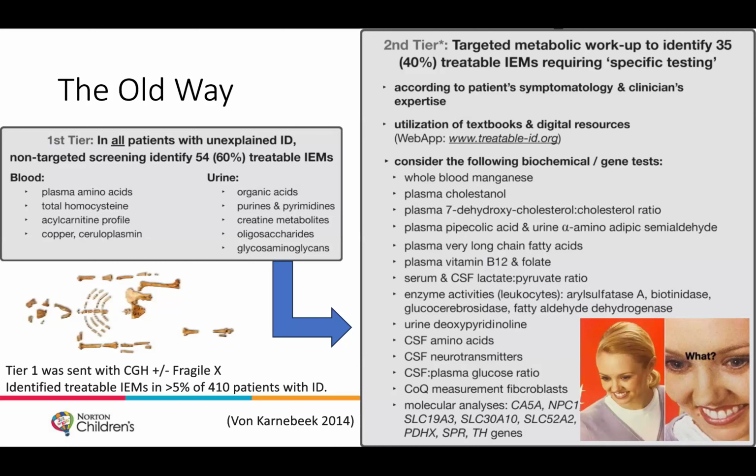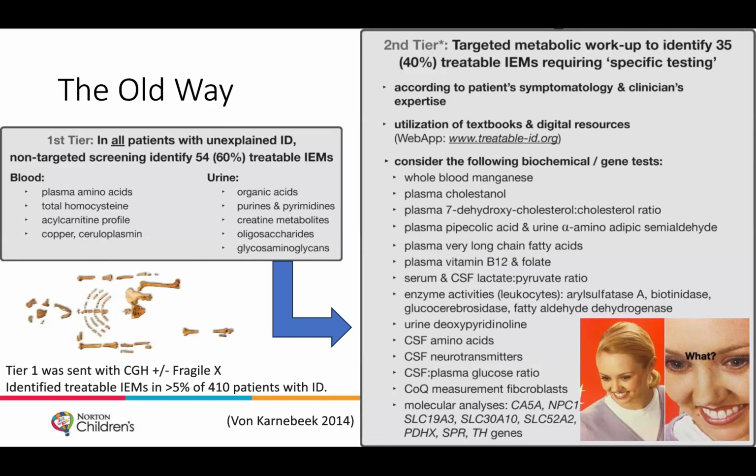First tier is plasma amino acids, homocysteine, acylcarnitine, copper, ceruloplasmin, organic acids, purines, pyrimidines, creatinine, metabolites, oligosaccharides, and glycosaminoglycans. The glycosaminoglycans and oligosaccharides we don't often do in our service, but we probably should, right? If we actually were doing this battery. But this will only detect 60% of inborn errors of metabolism. Then you do another 20 labs and you can get to 100% of treatable intellectual disability. The only problem is that it's a $20,000, $50,000 workup, right?